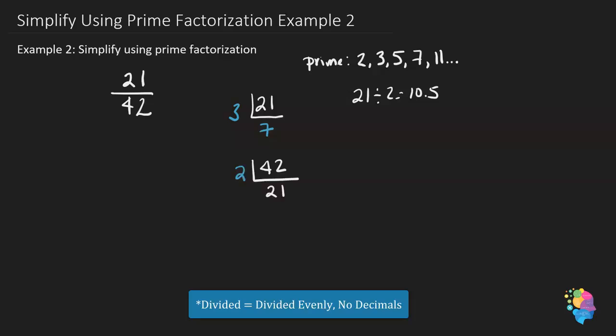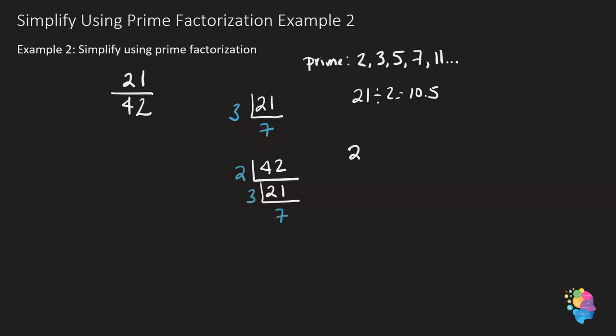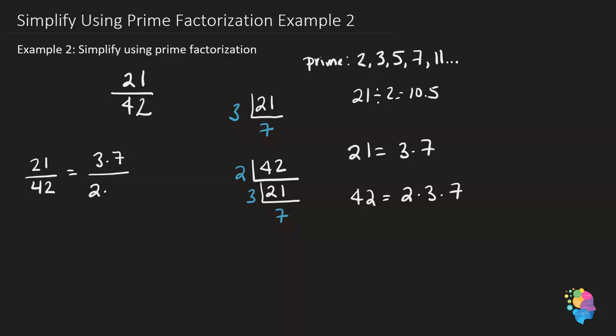As we saw before with the numerator, 21 cannot be divided by 2. So we move on to the next prime number, and that will be 3. And 21 divided by 3 will be 7. So then the prime factorization for 21 is 3 times 7, and the prime factorization for 42 is 2 times 3 times 7. So we rewrite our original fraction using the prime factorization that we found. So that's 3 times 7 for the numerator and 2 times 3 times 7 for the denominator.